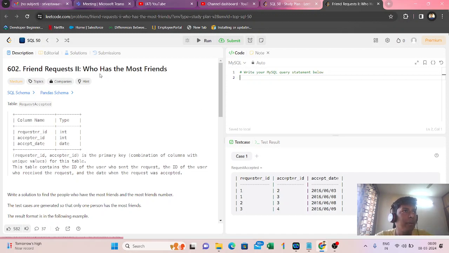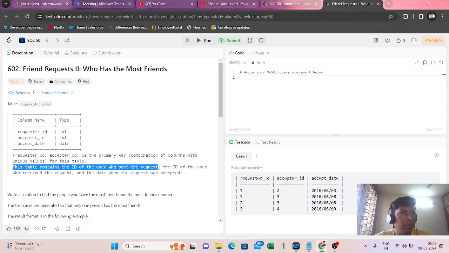So the question is friend requests. Who has the most friends? There's one table known as request accepted. It has three columns. Requester ID and acceptor ID is the primary key. This table contains the ID of the user who sent the request, the ID of the user who received the request, and the date when the request was accepted.